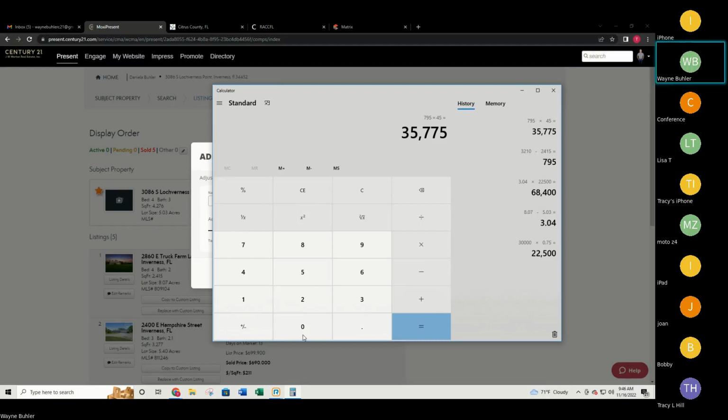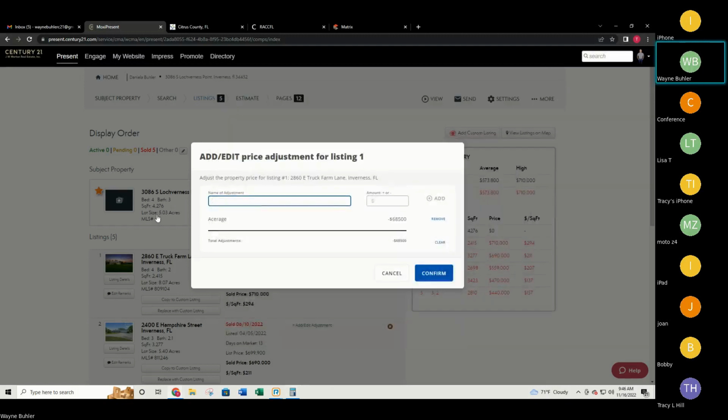It is smaller. So again, on this screen, we can type in square foot or write it out however you want to do it.